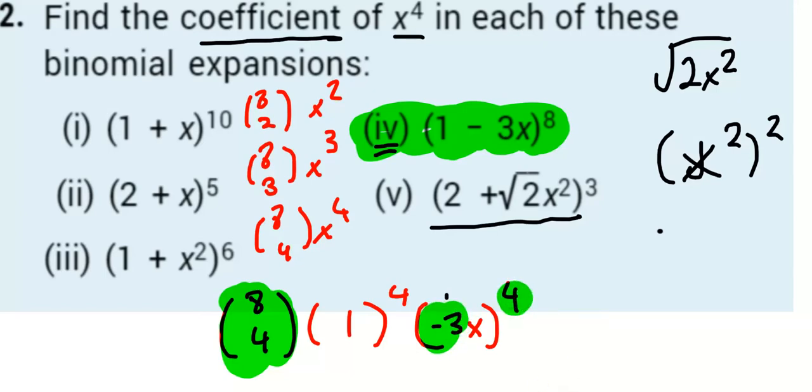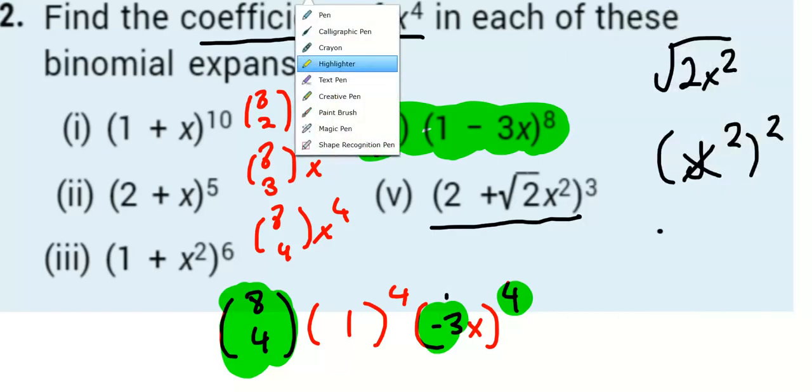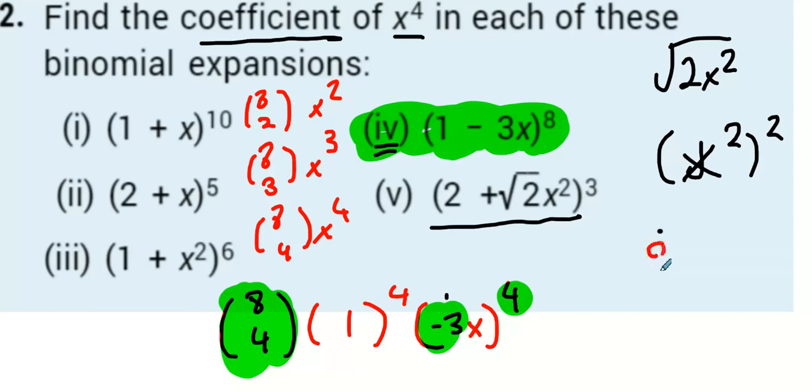Okay, I'll show you now. Use brackets. 8C4 times minus 3 in brackets to the power of 4, 5,670. And you're only after the coefficient, aren't you? So 5,670 x4. That won't get me the marks. The answer is just 5,670. Right. Okay.